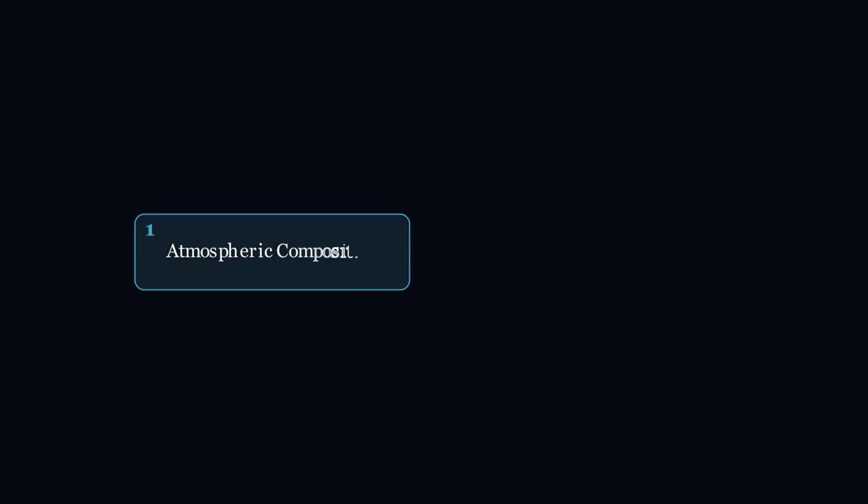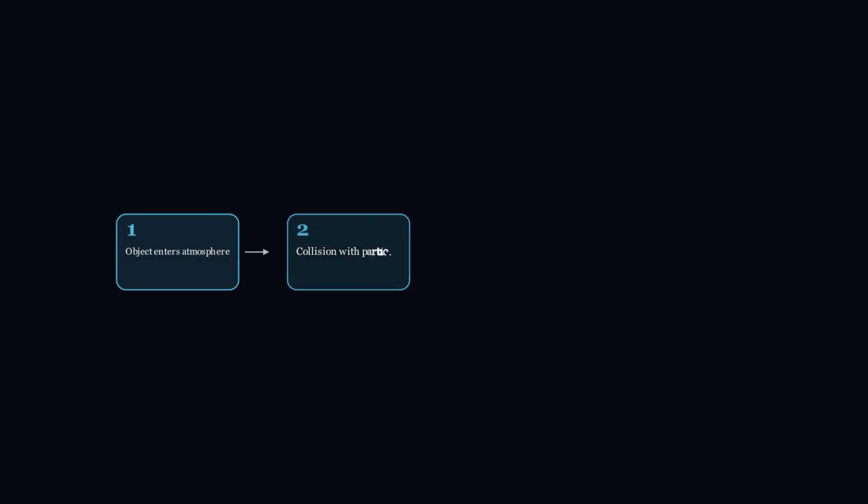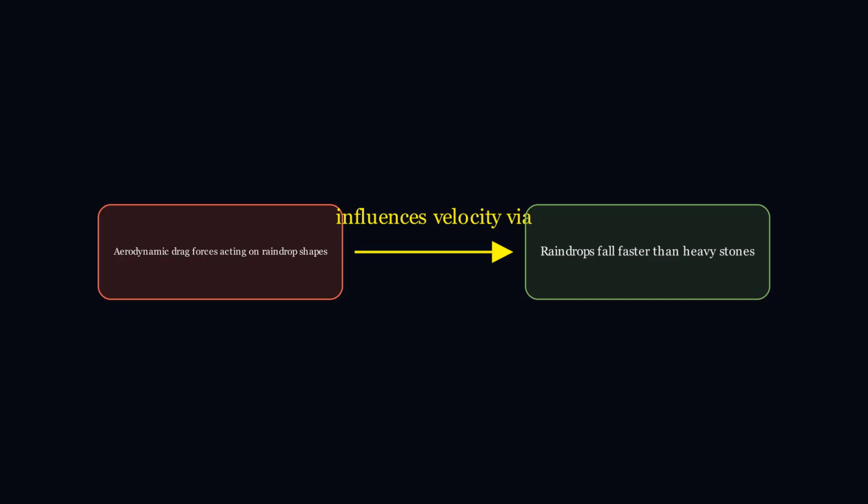First, the Earth's atmosphere surrounds the planet with various gases and pressure layers. Then, air resistance slows the speed of falling objects moving through dense atmospheric layers. Raindrops fall faster than heavy stones because their shape affects aerodynamic drag forces.